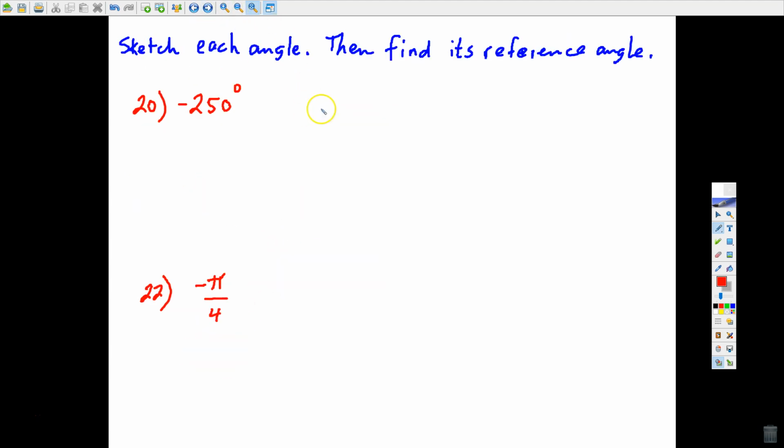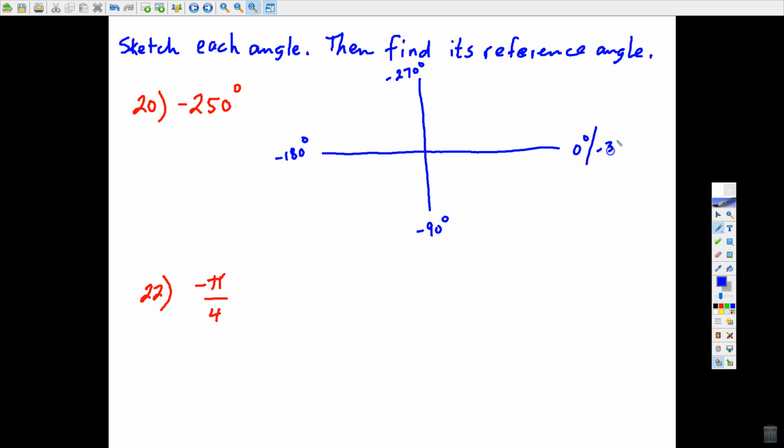Okay, next block of problems. Sketch each angle and then find its reference angle. All right, so let's draw a little XY coordinate plane, and we'll go ahead and label these quadrantal angles. So this starts off at 0, and this is -90, -180, -270, and then all the way back around we're at -360.